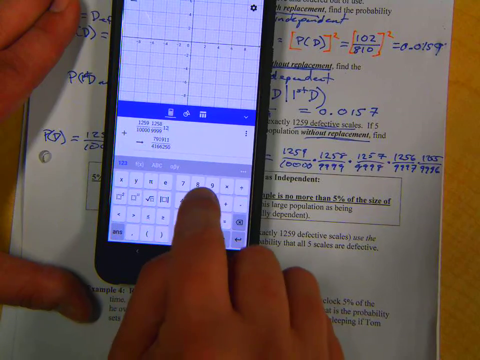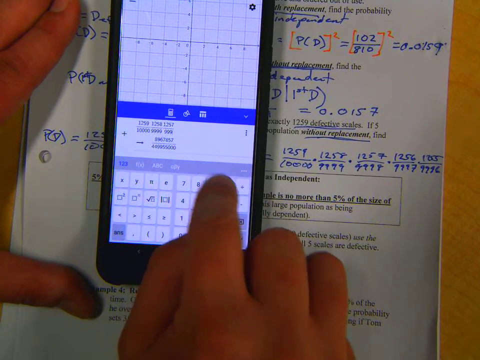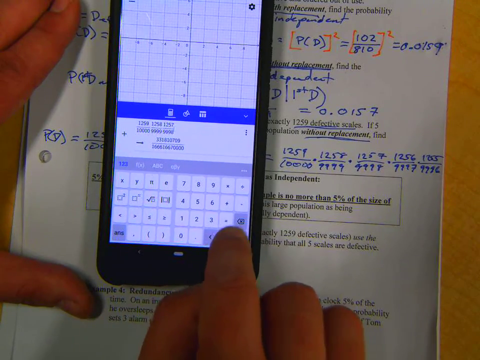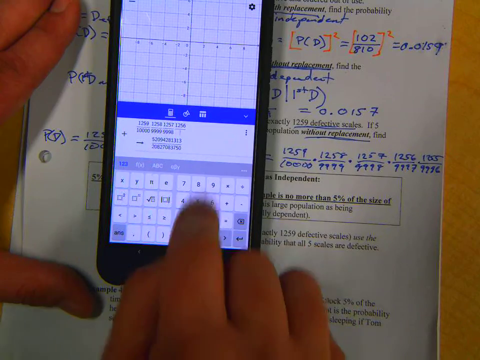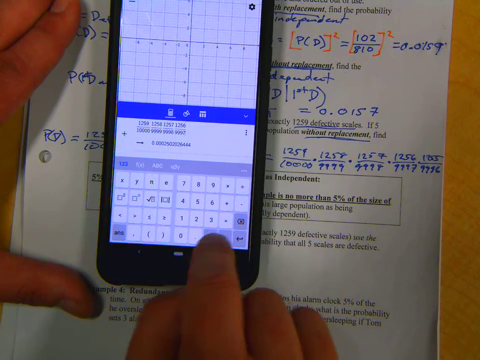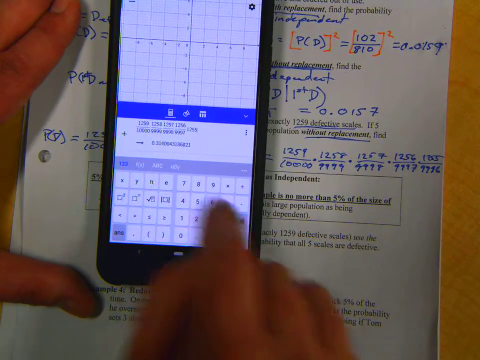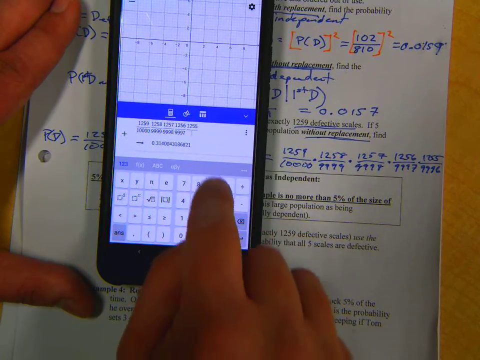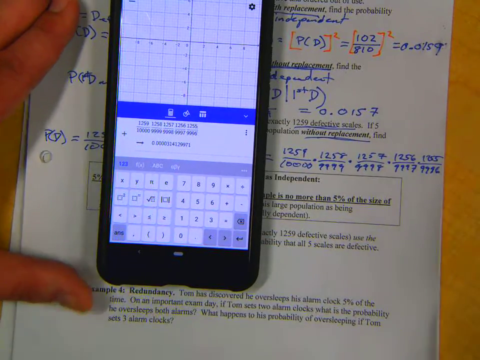Because I know the pattern, right? 12, 5, 7 divided by 9, 9, 9, 8. Scooch over. 12, 5, 12, 5, 6 divided by 9, 9, 9, 7. Over. 12, 5, 5 divided by 9, 9, 9, 6. And those are all 5.